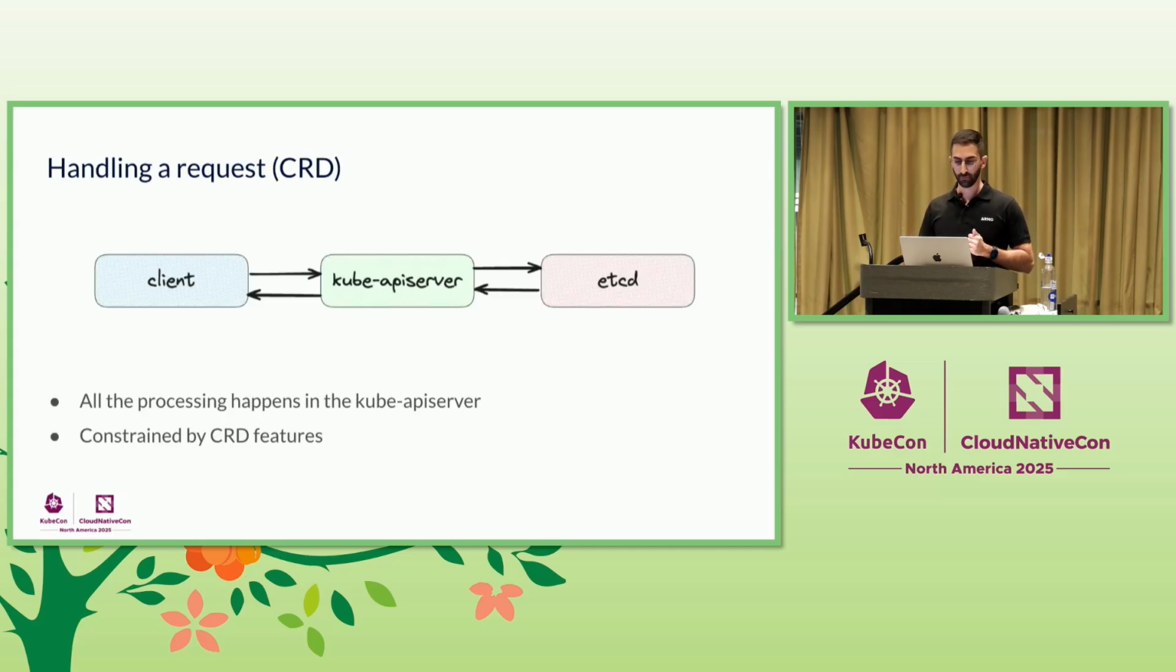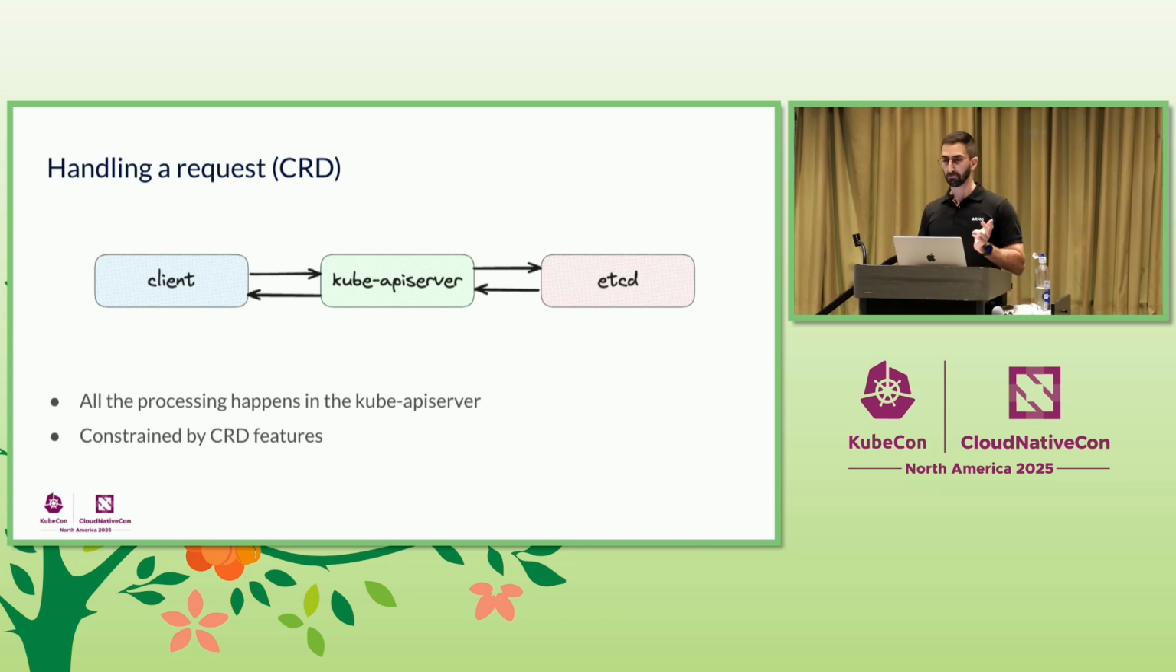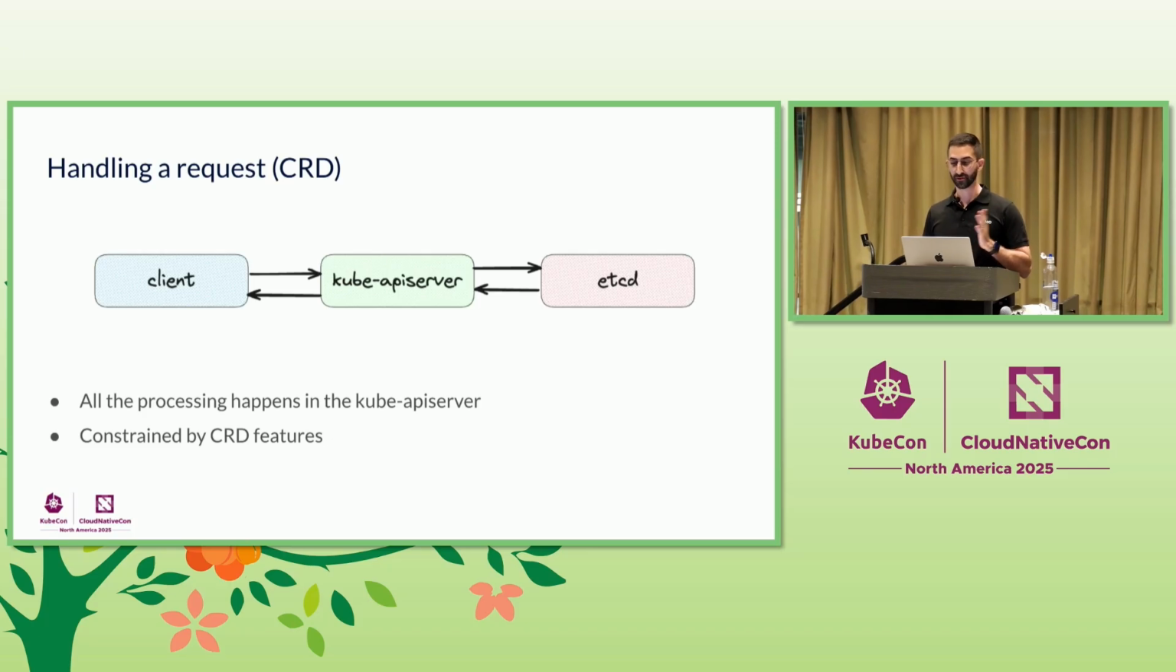So for a CRD, how does the request flow look? The client sends a request to the Kube API server. The Kube API server takes this request and stores it, writing the resource that you're creating locally to etcd. So everything is safe and constrained, I would say, but it's limited to etcd.